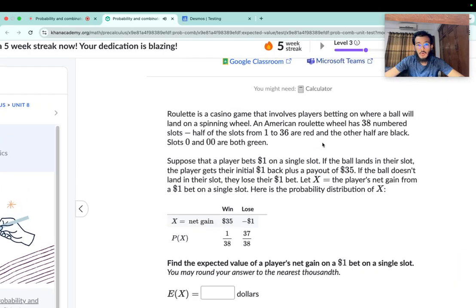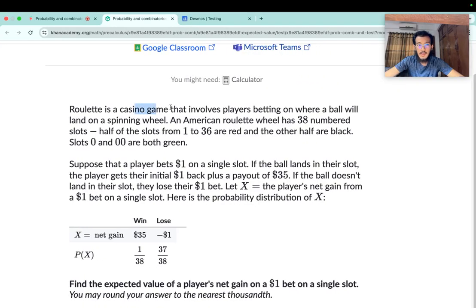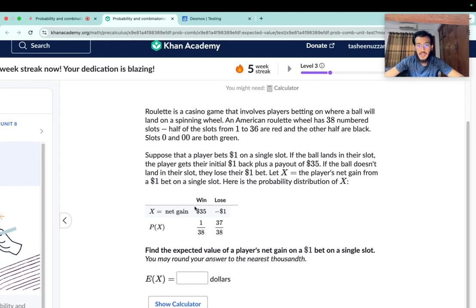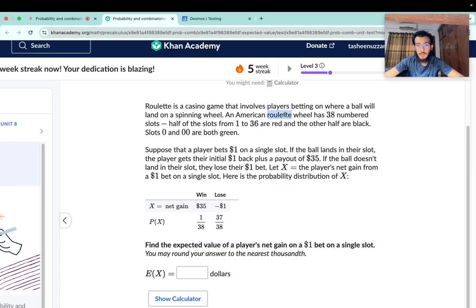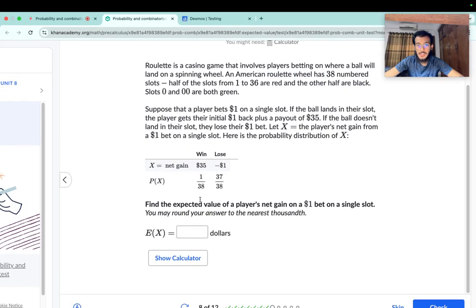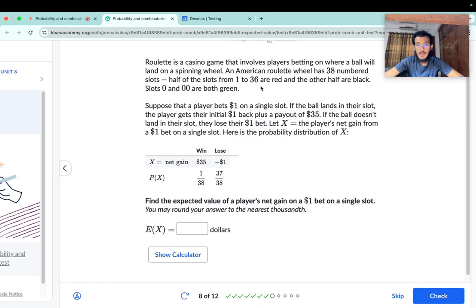All right. So roulette is a casino game that involves players betting on where a ball will land on a spinning wheel. An American roulette wheel has 38 numbered slots. Half of the slots from 1 to 36 are red, and the other half are black. Slots 0 and 00 are both green.